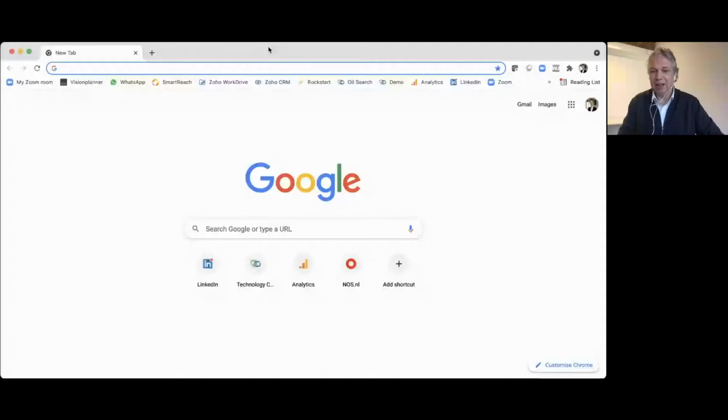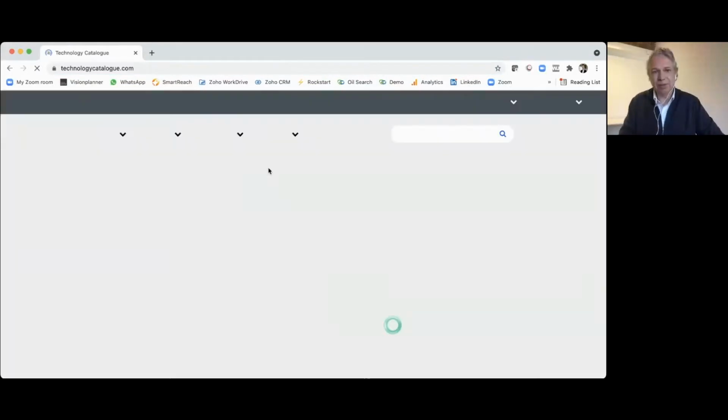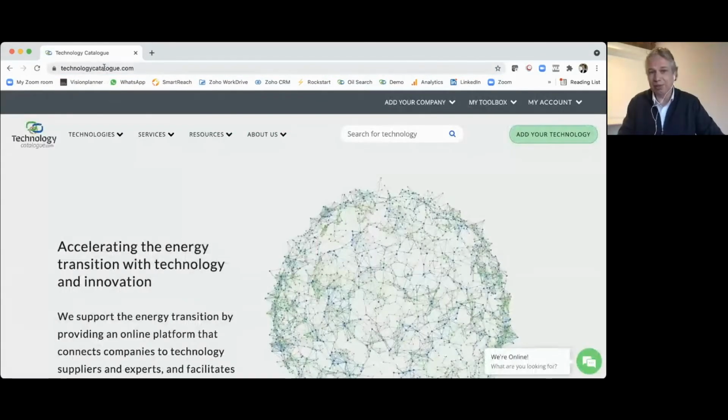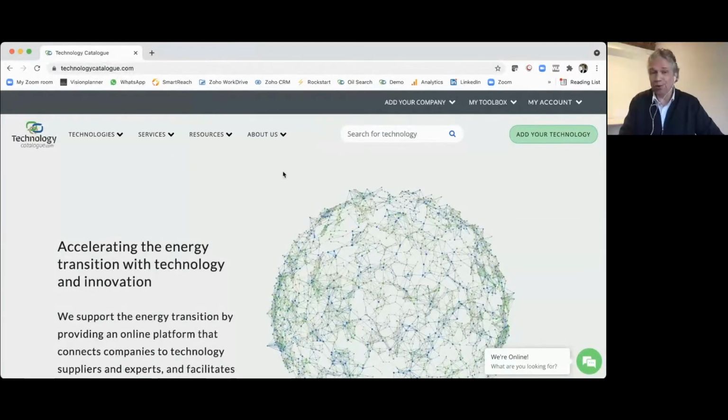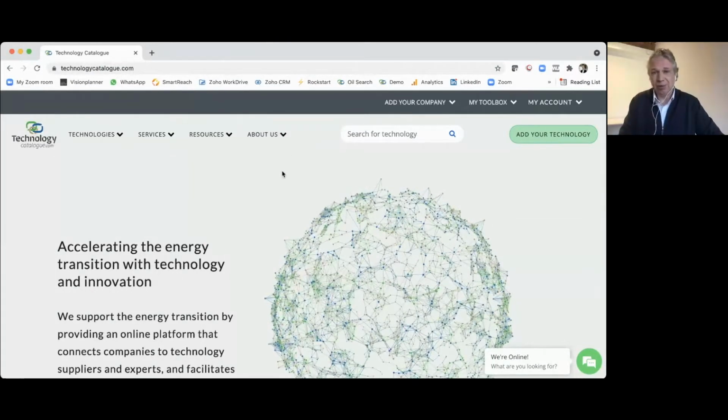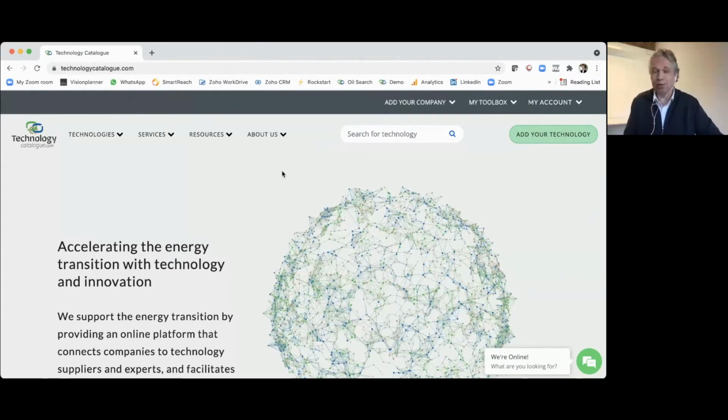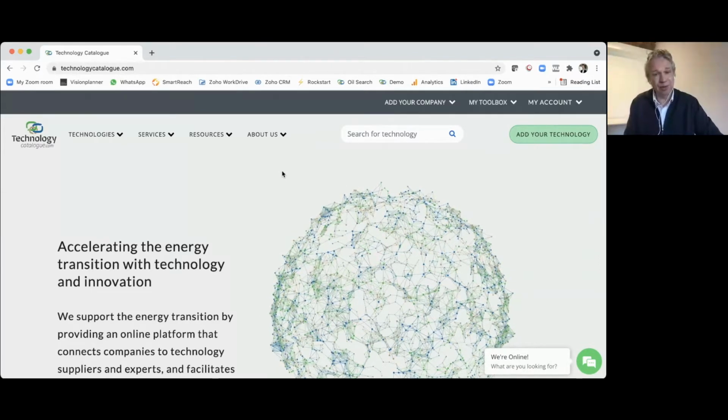It's very easy. Let me just share my screen and share a window. If correct, you see a window now. TechnologyCatalogue.com can easily be accessed by typing TechnologyCatalogue.com in the browser. And you can start searching for technology that can help you to improve your business performance in terms of CO2 reduction, cost reduction, safety improvement, as well as impact on other measures.